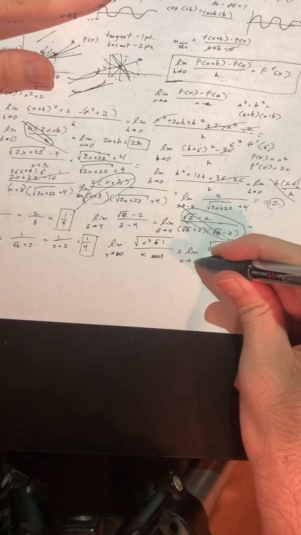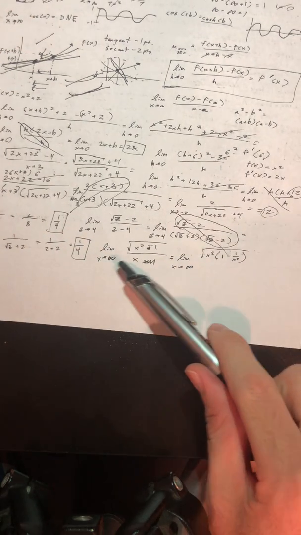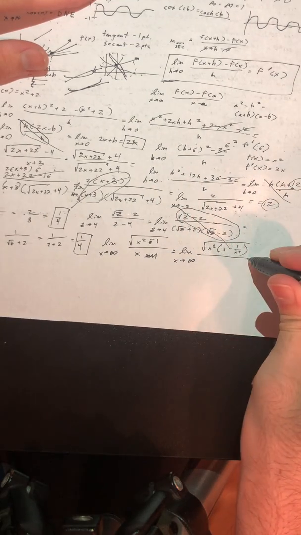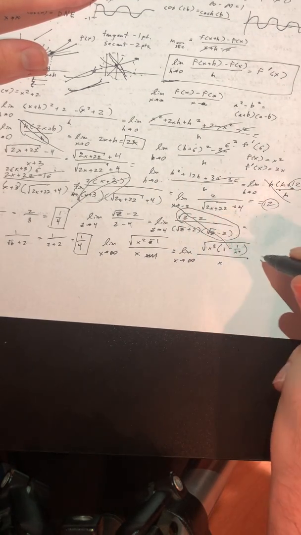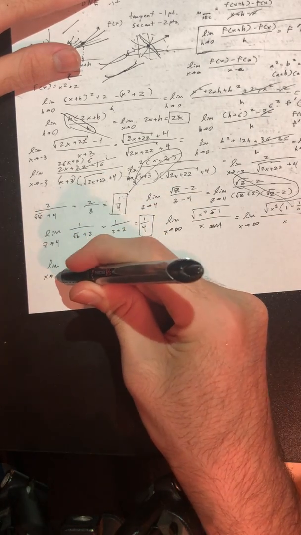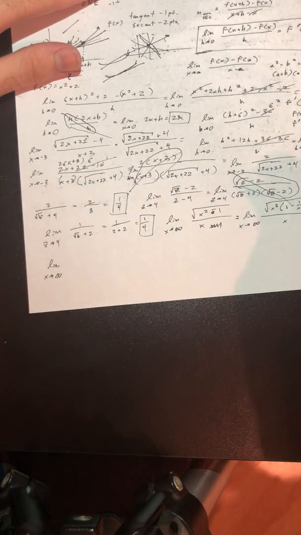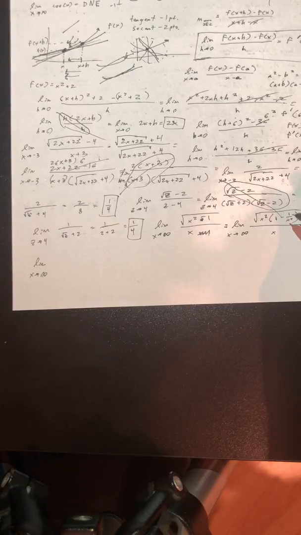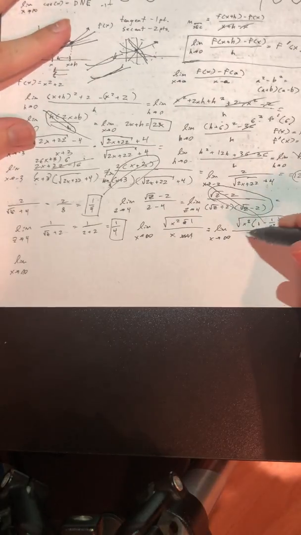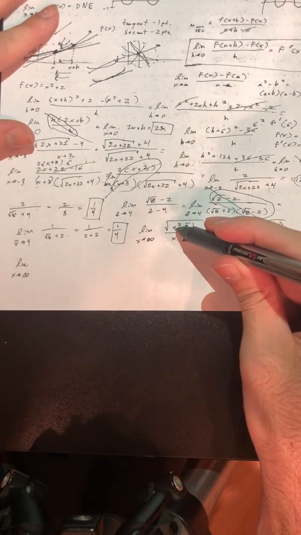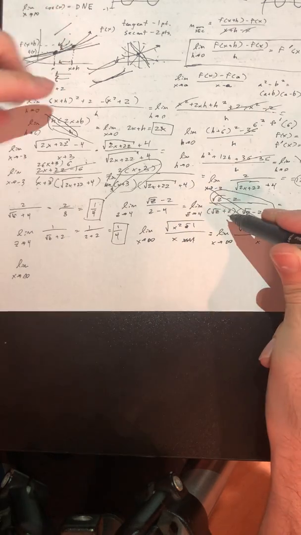The limit as x approaches infinity. Okay. So we get the limit as x approaches infinity of the square root of x squared minus 1, over x, which is equal to the limit as x approaches infinity. Okay, now notice here that as x approaches infinity, this whole thing here is going to be positive. You have x squared minus 1. As this approaches infinity, this just becomes positive.